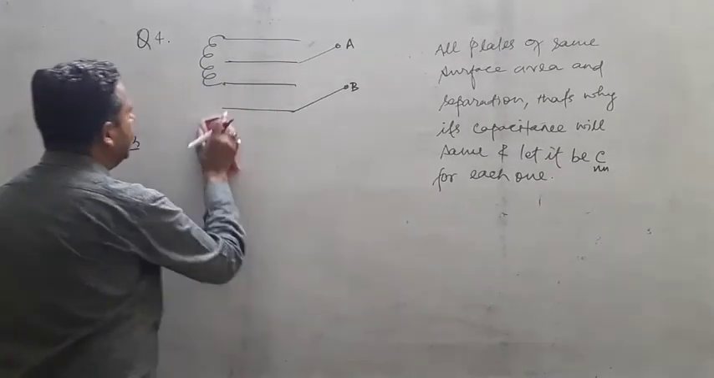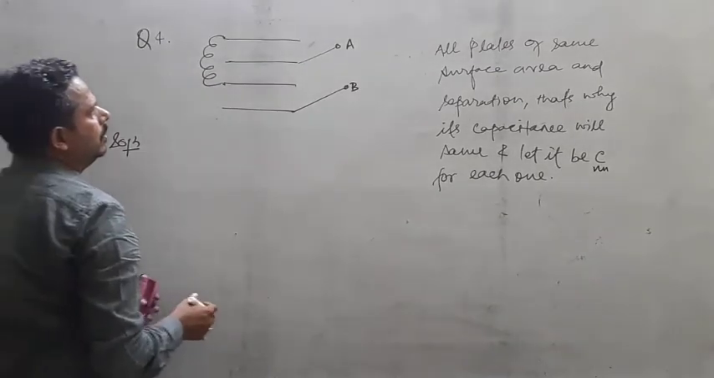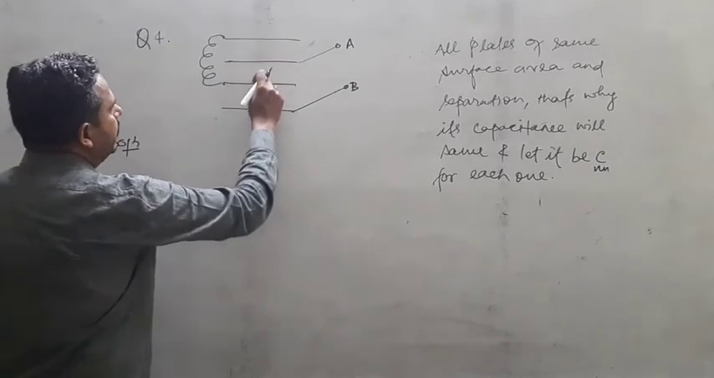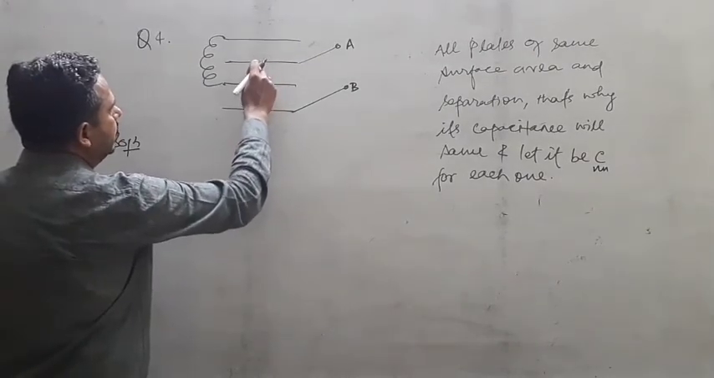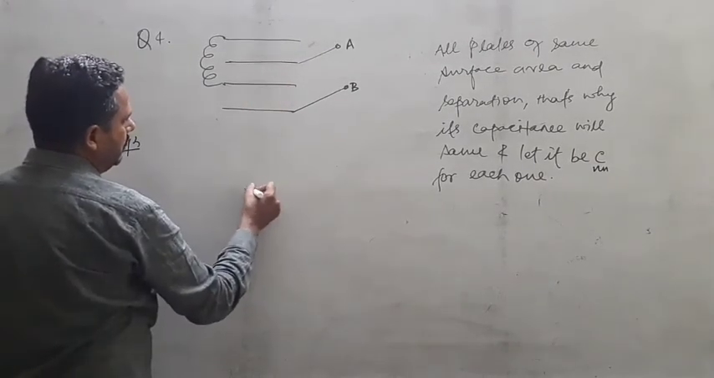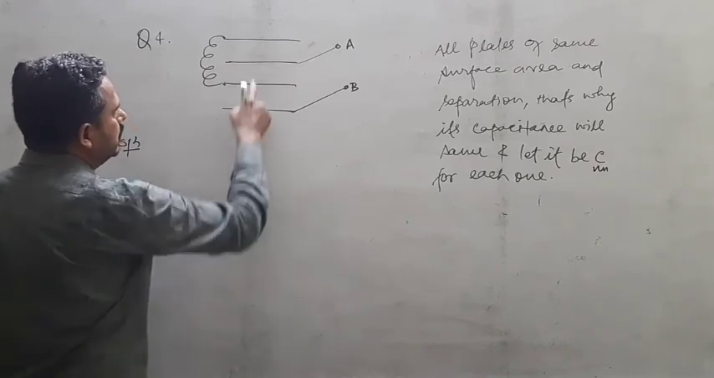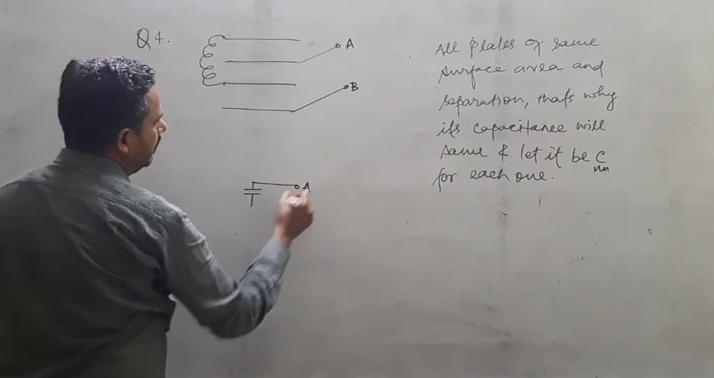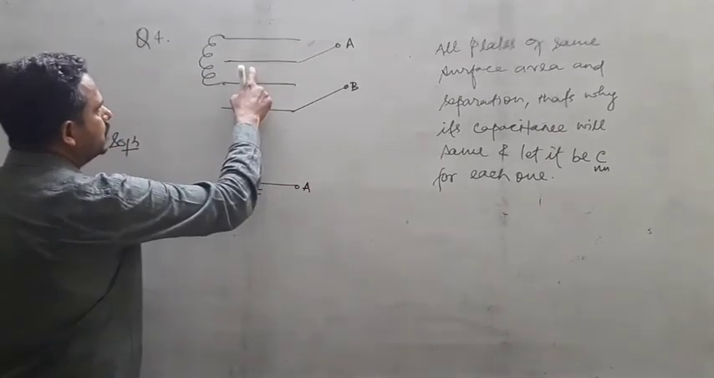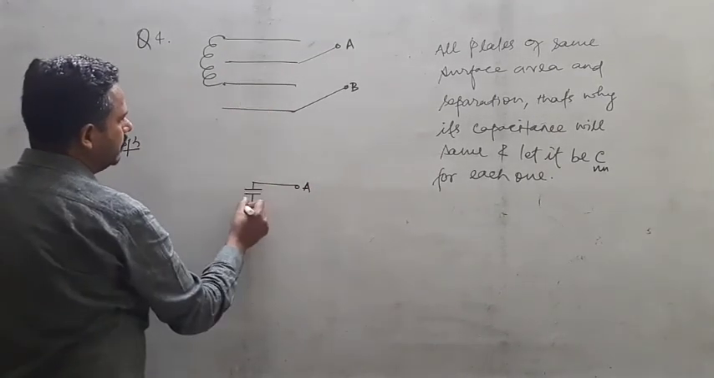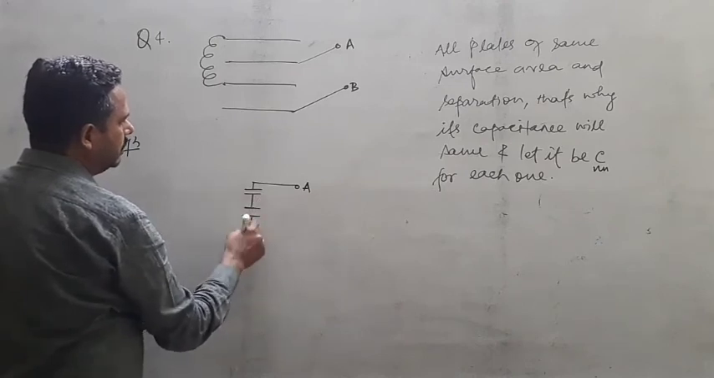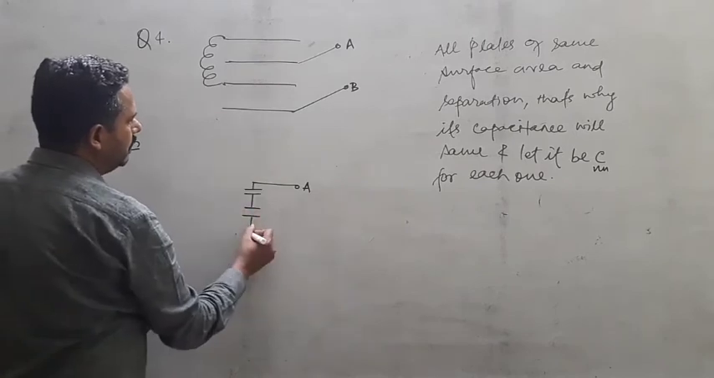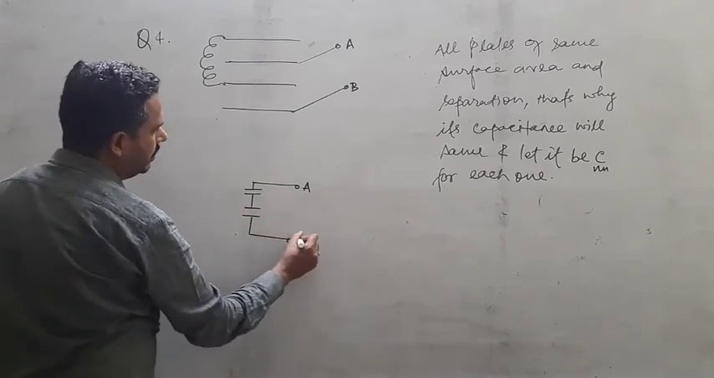Then again, by the same process we will go on. We take this one as one capacitor, so we draw one capacitor here, and there is one terminal. You take it as terminal A, and from this one another capacitor is connected, and its second plate is taken as terminal B.